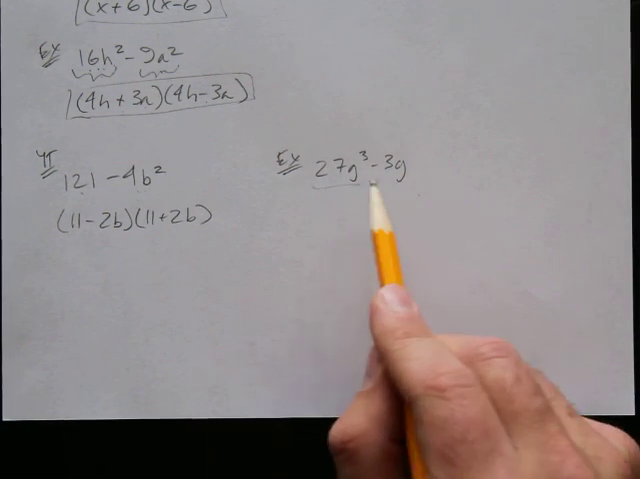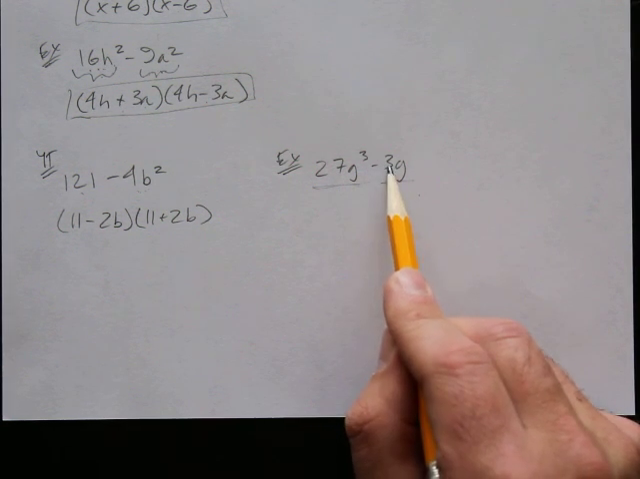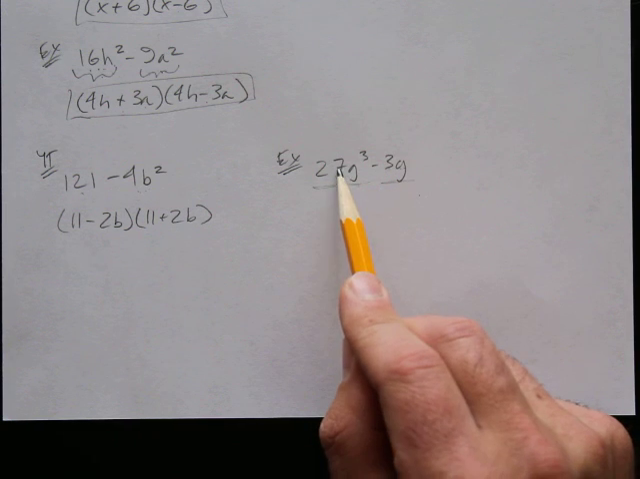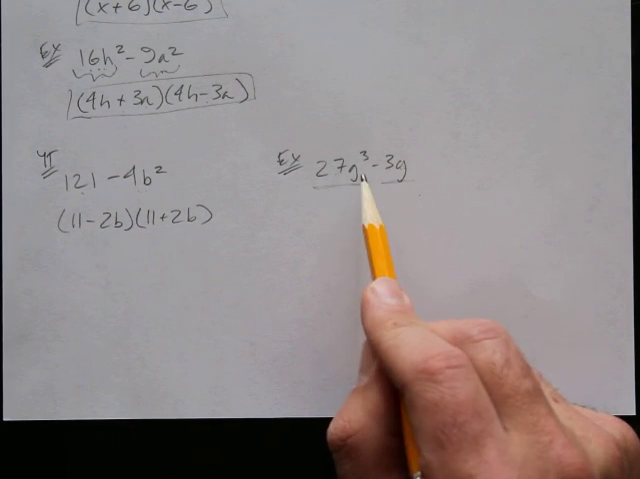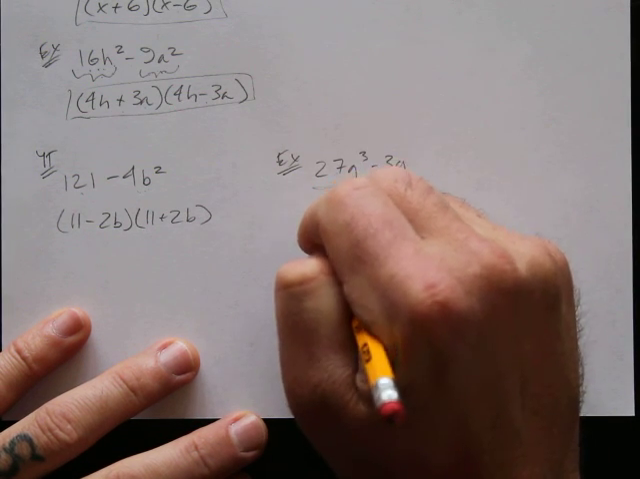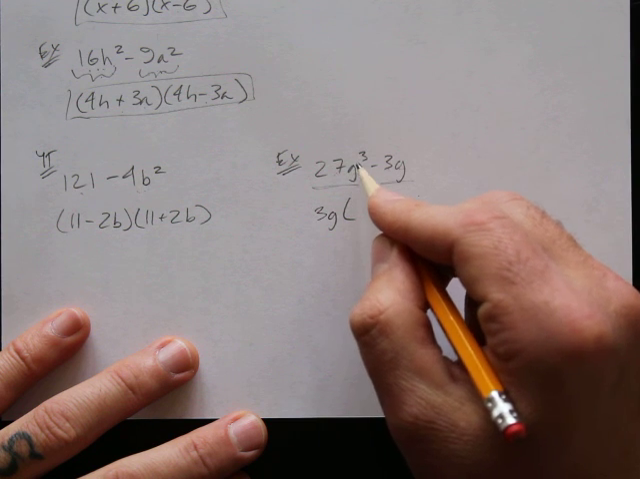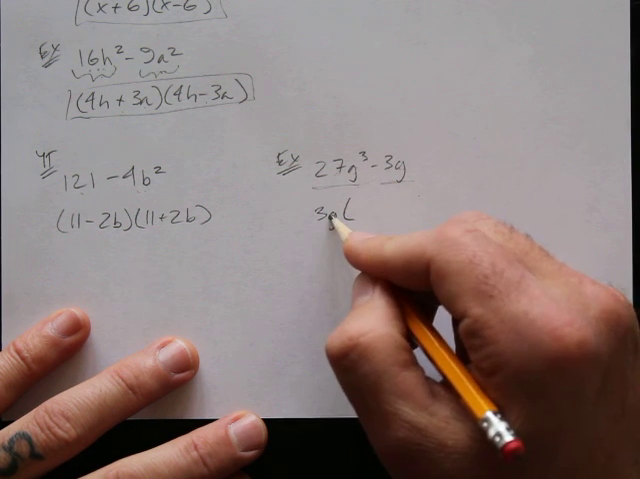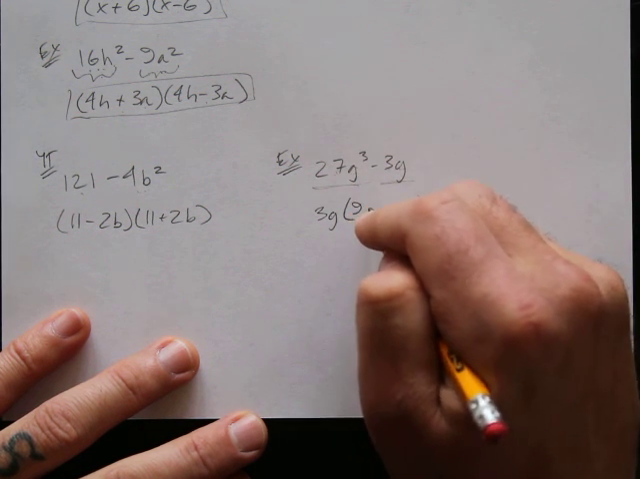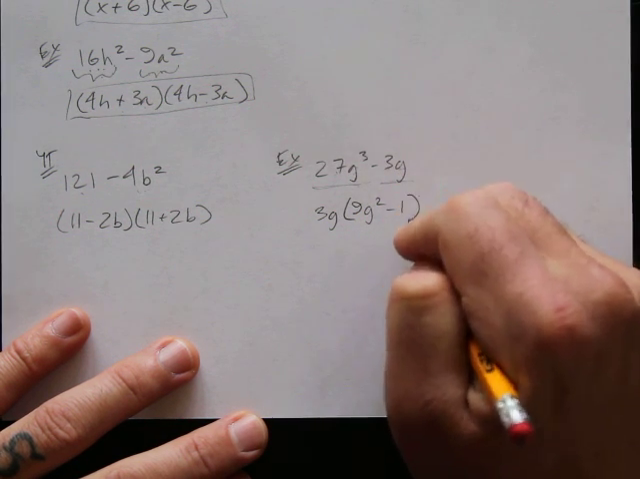So I find the greatest common factor of both of these. I've got 3 and g here, and I've got a 3 in 27, and I've got a g here. So let's pull out a 3g. I'm going to factor out 3g. So 27g to the third divided by 3g gives me 9g squared minus 1.